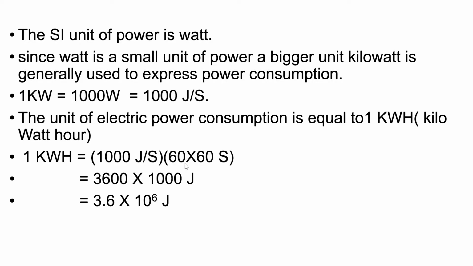So 1 hour is equal to 60 minutes, and each minute is equal to 60 seconds. So 60 into 60 seconds, 1 hour is equal to 3600 seconds. So 3600 into 1000 joules will give you, when we write in the powers of 10, 3.6 into 10 to the power of 6 joules.